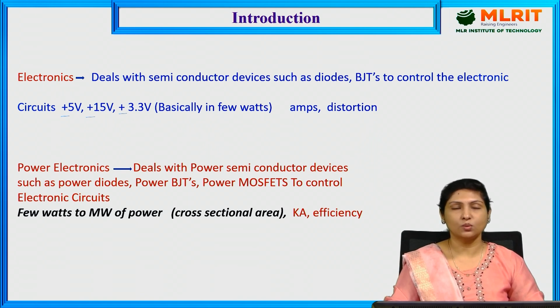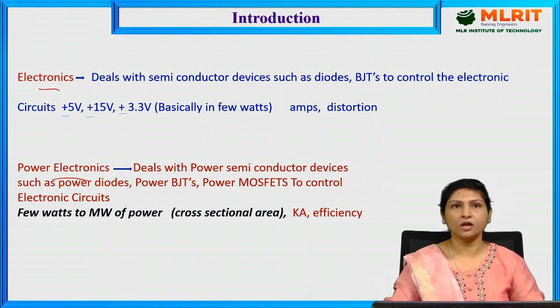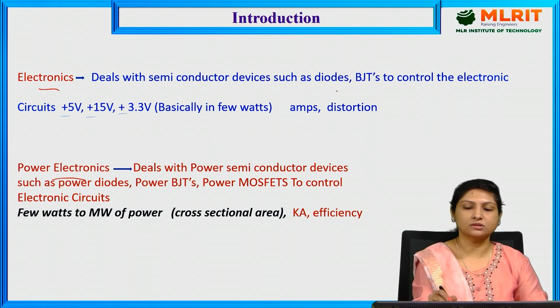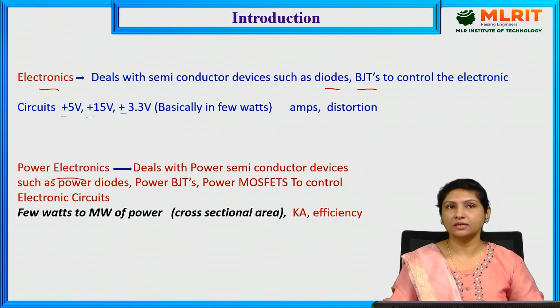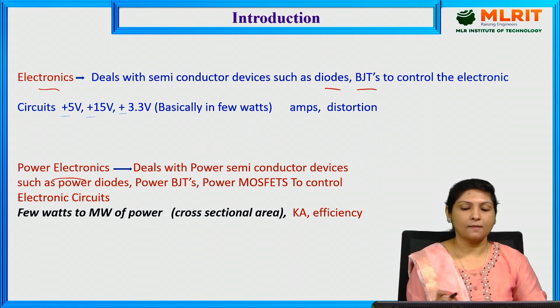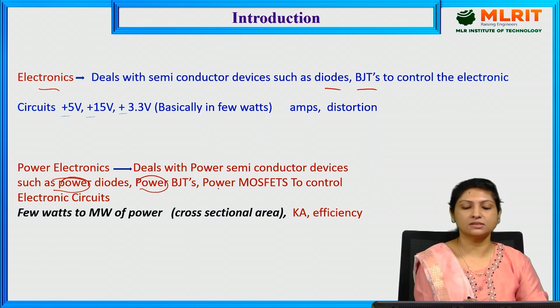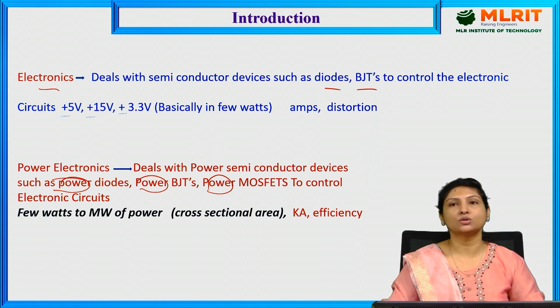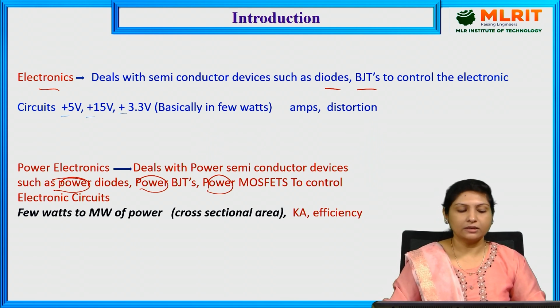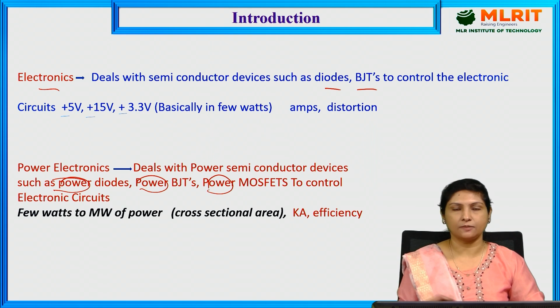Firstly, let us see what is the difference between electronics and power electronics. Electronics deals with semiconductor devices such as diodes and BJTs to control the electronic circuits. Power electronics deals with power semiconductor devices such as power diodes, power BJTs and power MOSFETs to control the electronic circuits. Here I have made use of the word power, which means it has high power handling capabilities.